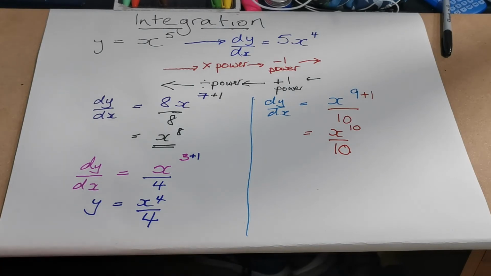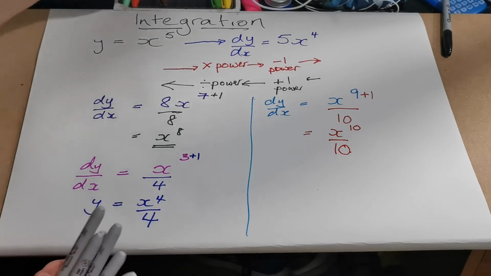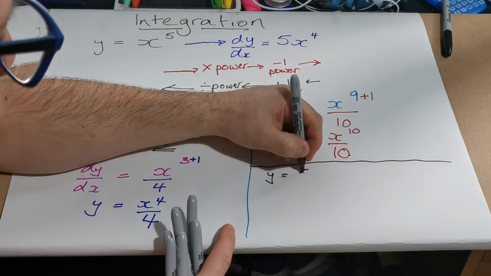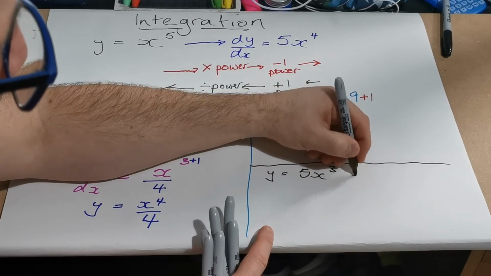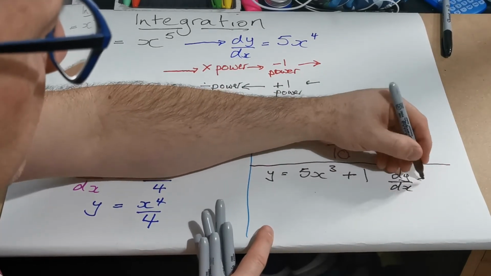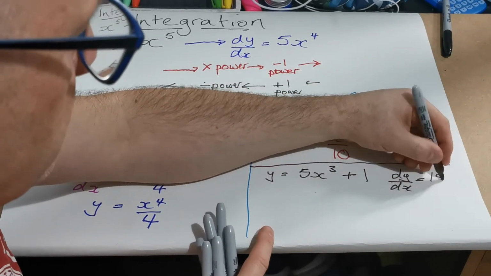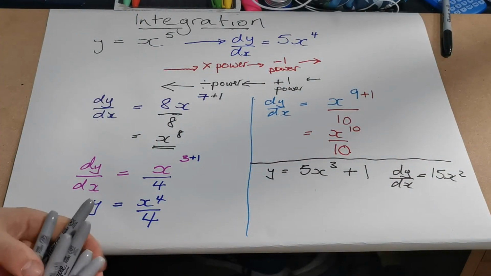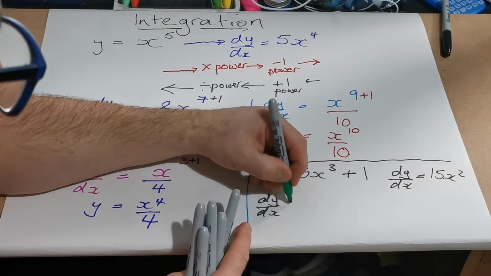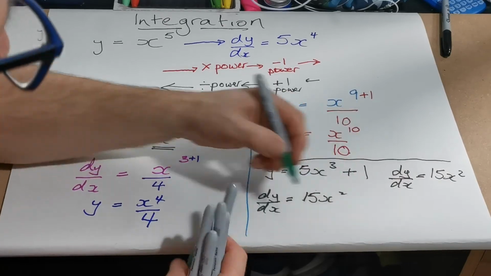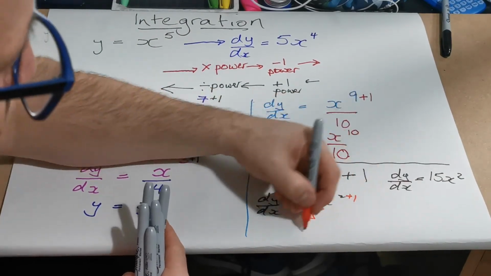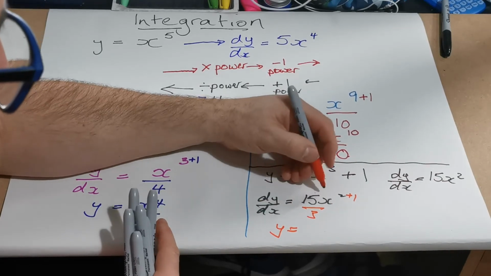Now there is a small elephant in the room here, because if I had to differentiate, say y was 5x cubed plus 1, if I differentiated that, I would get 15x squared, and if dy by dx equals 15x squared, then if I was to use the rule that we're just using, so thinking about adding 1 and dividing by what you get, then that would mean that y was equal to 5x cubed.